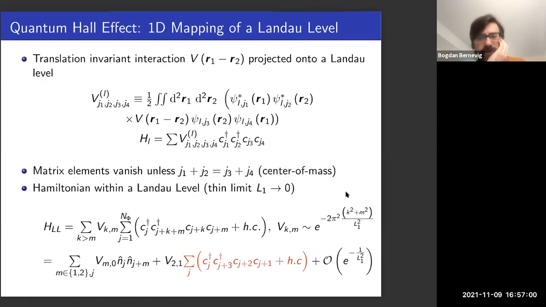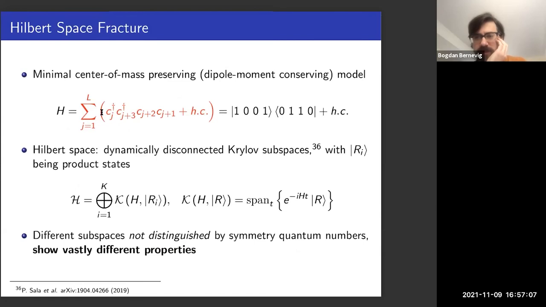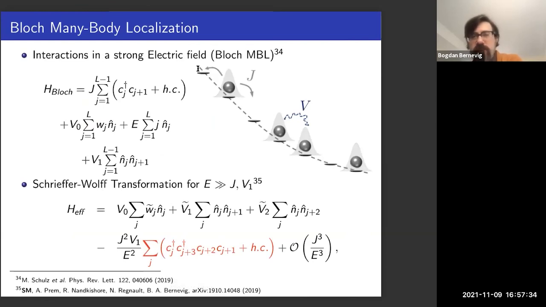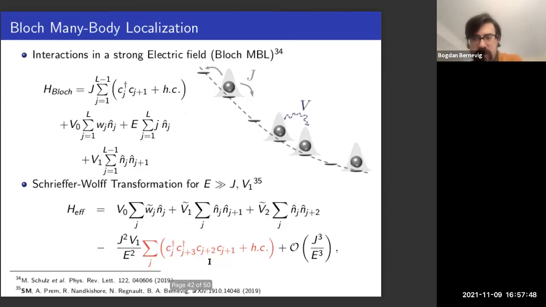If you want to think of these models, they're actually just some version of pair hopping models. This is a simple model where, for example, you also don't know the ground state. You take two particles on sites one and two, and then hop them to sites zero and three. This is the process of pair hopping, and it appears when you can realize it, for example, with interactions in a strong electric field, where you realize exactly this Hamiltonian plus some electrostatic terms, or in the quantum Hall effect on the thin torus plus some electrostatic terms.